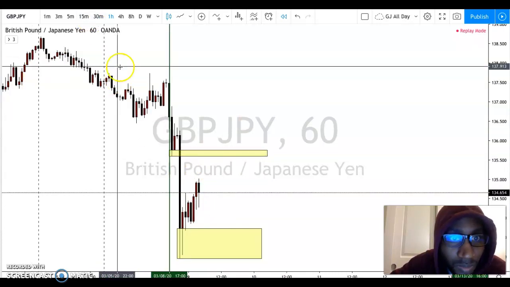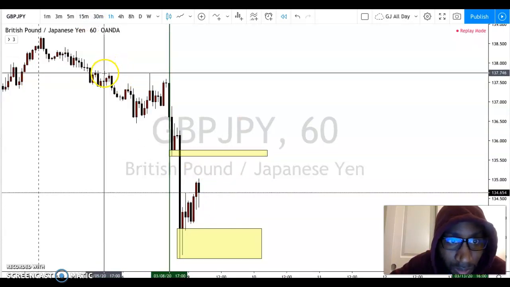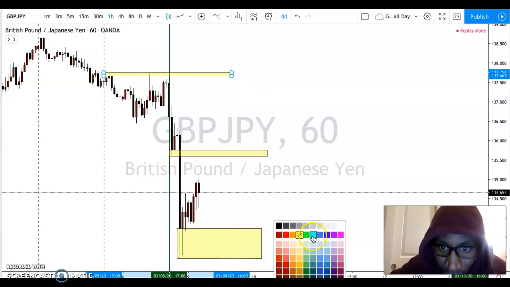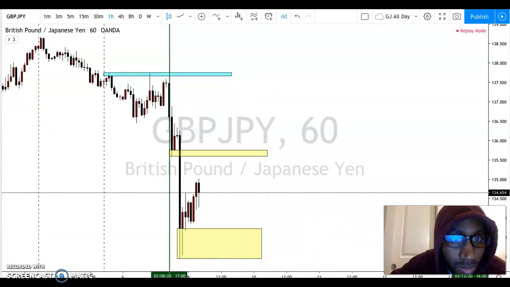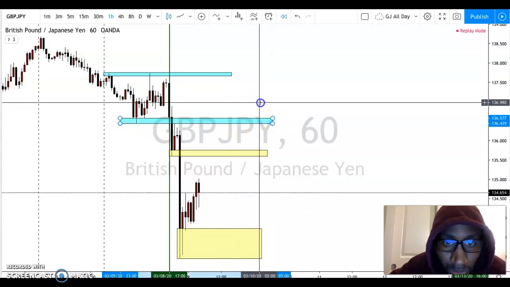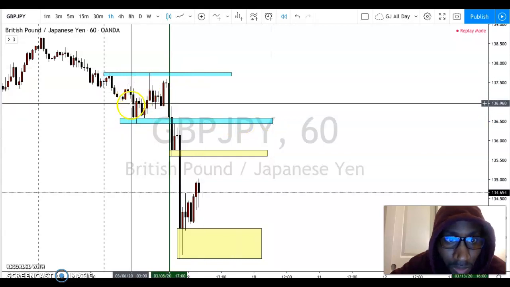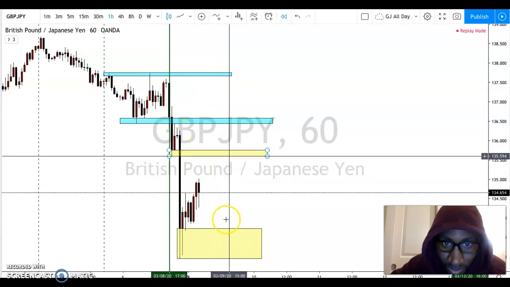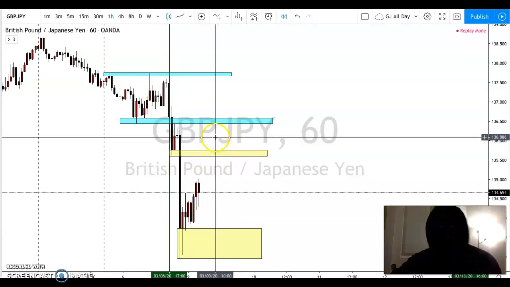And yesterday's daily, well, the previous day high was this. Previous day low was this. So this was the range that we worked in Friday. And as of right now, this is the range we're in for Monday.